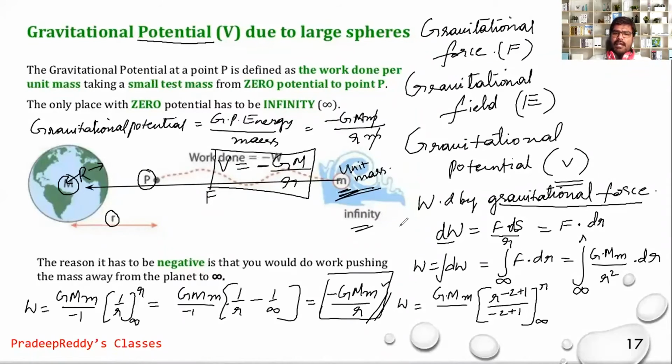The difference between gravitational potential and gravitational potential energy is only that numerator mass small m. If both the masses are involved, then it is called gravitational potential energy. If only a single mass is involved, then it is said to be gravitational potential. Gravitational potential is calculated per unit mass. Gravitational potential energy is calculated for both the masses.